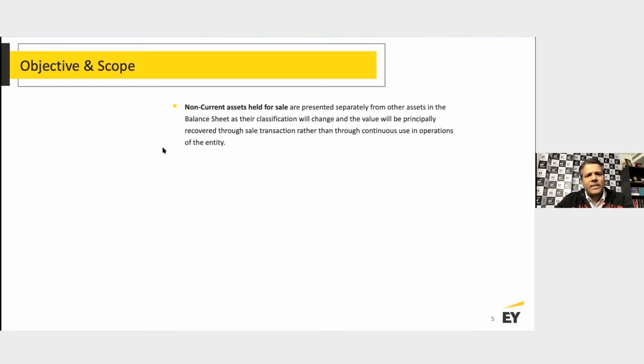So, the objective and scope: non-current assets which are held for sale are presented separately from other assets in the balance sheet. The key here is that the asset groups which are non-current assets held for sale are required to be presented separately. It's a separate disposal group which needs to be presented as part of your balance sheet disclosures. That is extremely important. And the value will be principally recovered through sale rather than through continuous use in the operation of the entity. So you intend to now sell this.